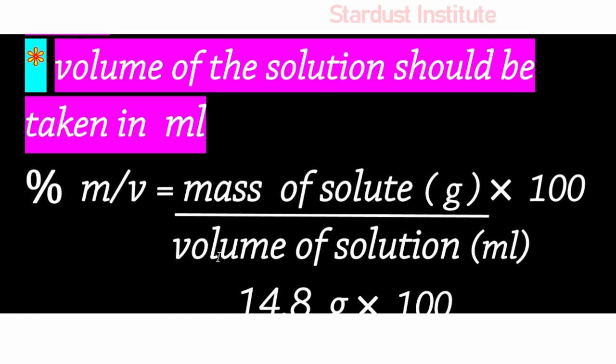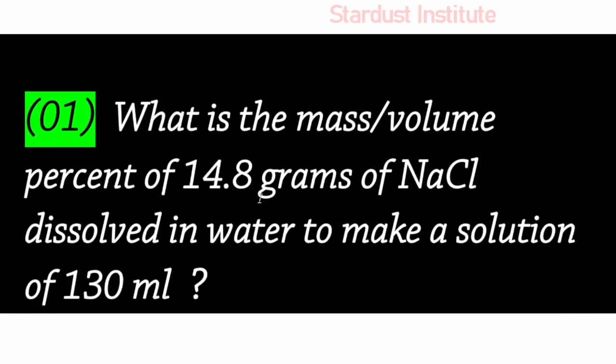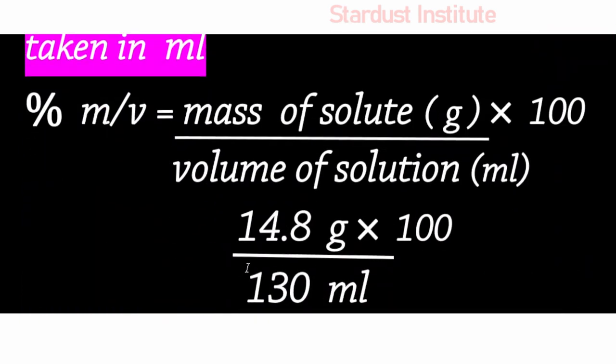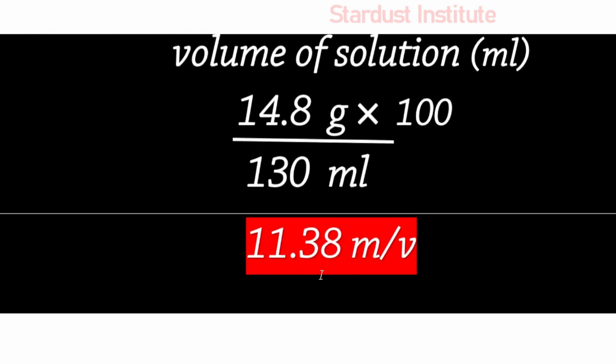We know mass of the solute is 14.8 grams and we know volume of the solution is 130 milliliters. Then 14.8 grams divided by 130 milliliters multiplied by 100. By simplifying this, we can get our answer: 11.38. Next problem.